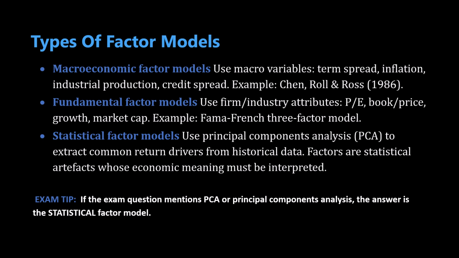The third category is statistical factor models. These models do not start with an economic theory. Instead, they use statistical techniques such as principal components analysis, or PCA, to extract common patterns from historical return data. After the factors are extracted, the analyst interprets their economic meaning. These concepts, of course, will be discussed in detail in a separate video. For the exam, if the question mentions PCA or factor extraction from covariance structure, the correct answer is statistical factor model.